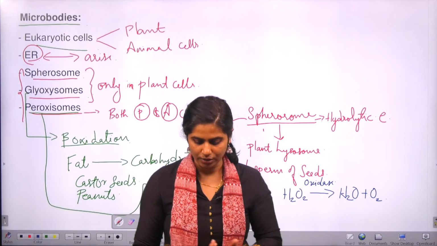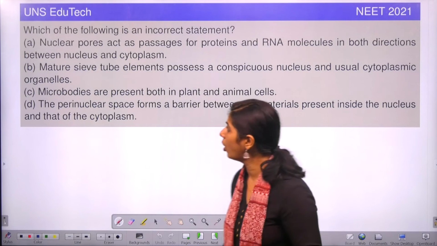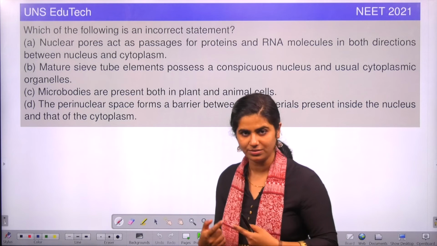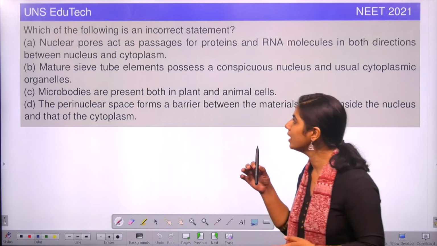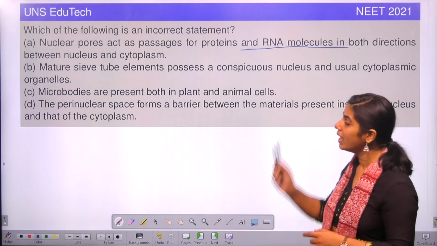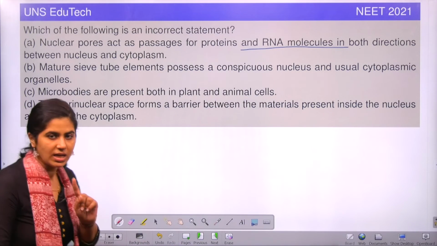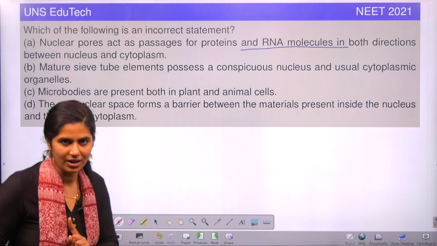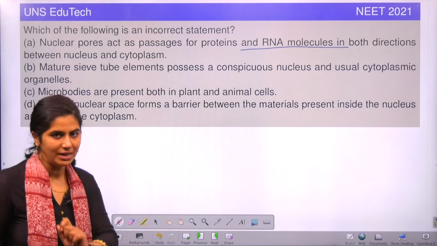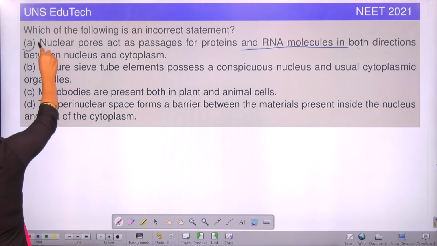Now let's go back to the question. If we see the options, here we have to find out which option is incorrect, right? So the first option is nuclear pore acts as a passage for protein and RNA molecules in both directions, that is to the nucleus and from the nucleus. Is this option correct or not? Yes, this is correct, right? We have seen the nucleus and we have nuclear pores to transport materials to the nucleus and from the nucleus, right? So the first option is correct.